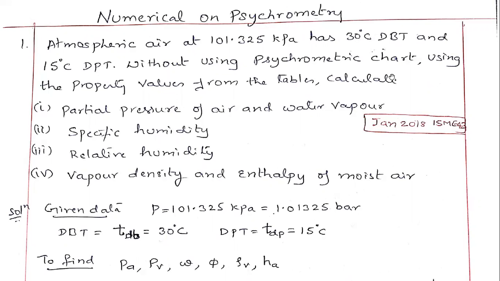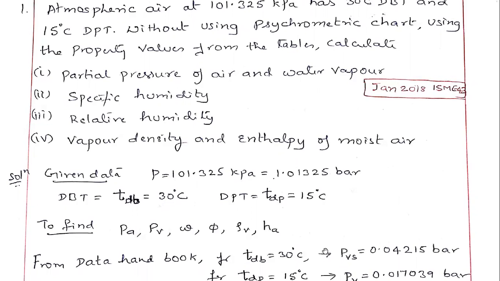Without using the psychrometric chart, using the property values, that means we are taking the values from the data handbook, we need to calculate the partial pressure of the air, PA, water vapor, that is PV, specific humidity, omega, relative humidity, phi, the vapor density, rho v, and enthalpy of the moist air, HA.